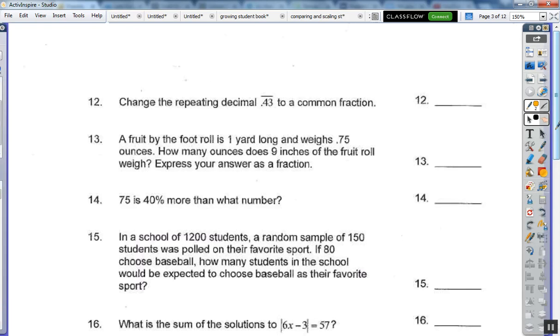All right. Change the repeating decimal 0.43 repeating to a common fraction. This is really easy, folks, because when we have two numbers repeating, that means it's going to be over 99. So you take these two numbers, put it over 99, and is there anything that goes into 43 and 99? No! Because 43 is prime. So the answer is just 43 over 99.